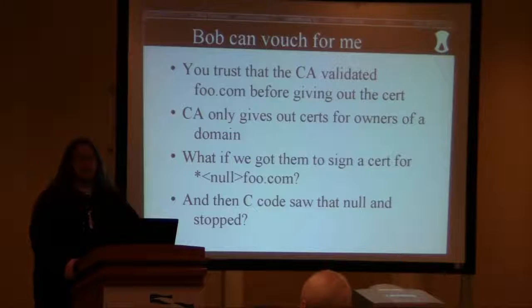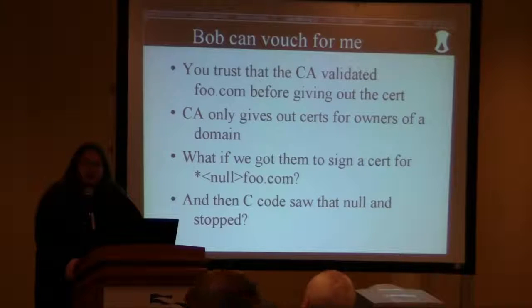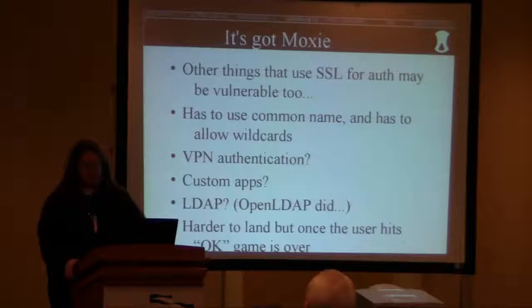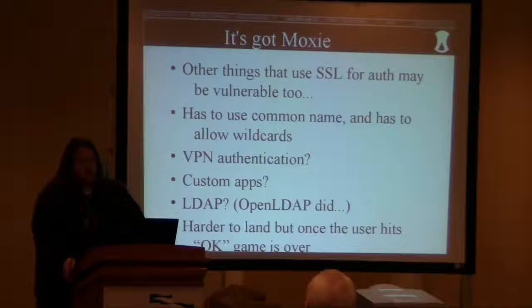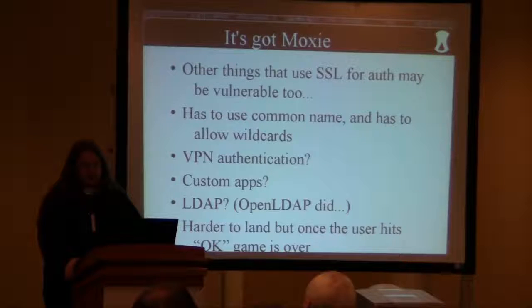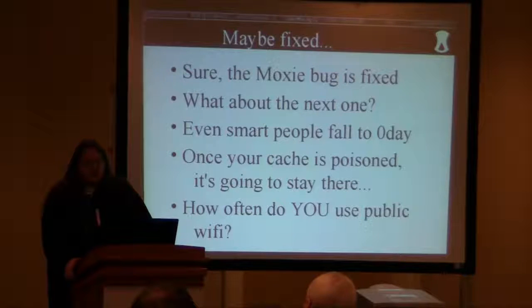Yeah, that was Moxie's stuff from Black Hat, and yes, it worked that simply, and yes, we all would have been owned, because not only Microsoft, but the Firefox libraries, I believe the Opera libraries, and several others were affected. OpenSSL had to release fixes for it as well. All your SSL would be owned, and you'd never know, and we're the smart people, and even then we would have gotten screwed. Other things that use SSL might be vulnerable too, anything that had a common name, et cetera. So sure, that bug is fixed, but what about the next one? Even we can fall to 0-day.